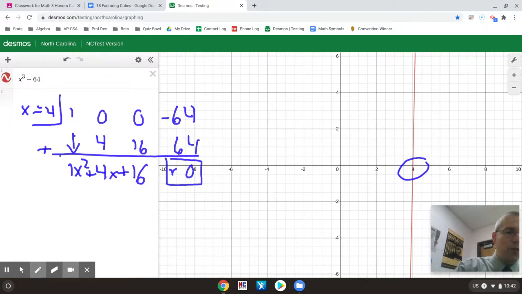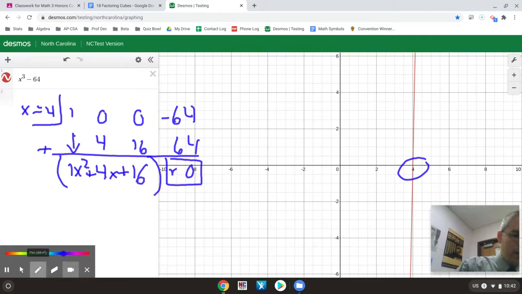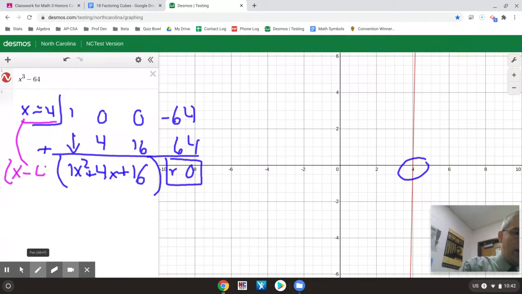What that means is one of my factors, x squared plus 4x plus 16, is one factor of x to the third minus 64. I can also use this thing over here to get another factor. So my other factor based on x equals 4 is going to be x minus 4, because remember I could subtract 4 from both sides, and basically moving that 4 so it was over there with the x inside the parenthesis means that this whole thing here would be the same thing as this.